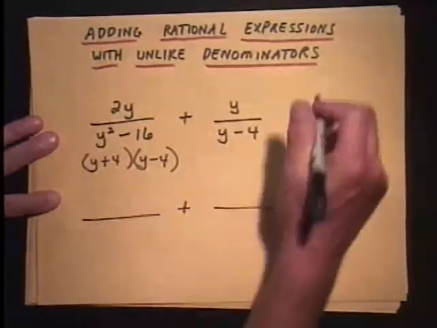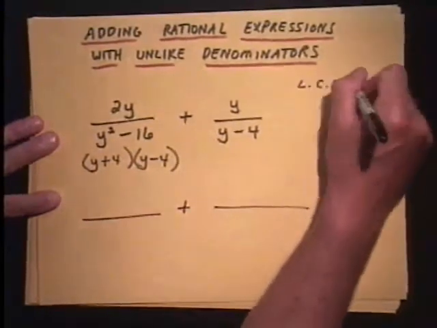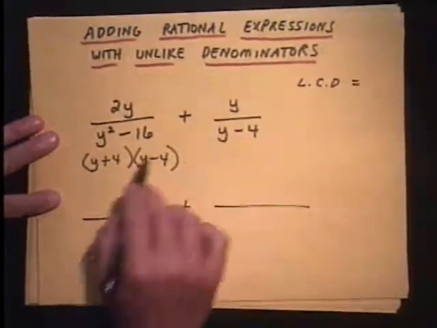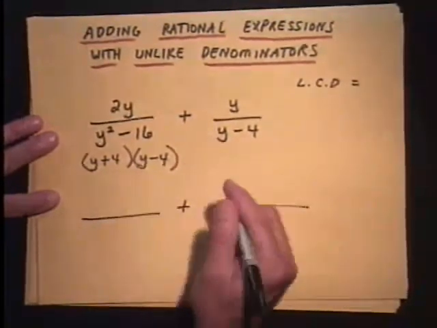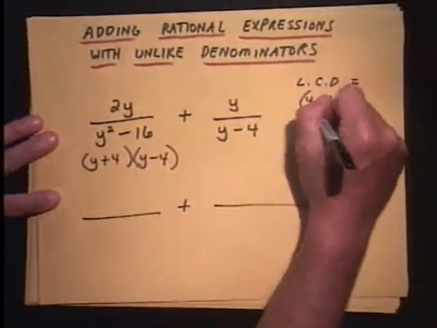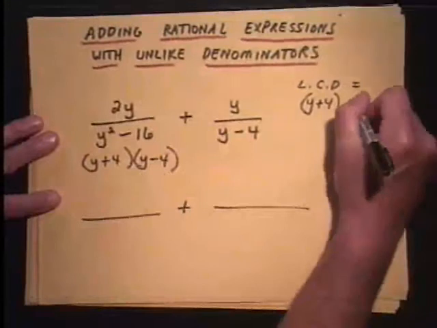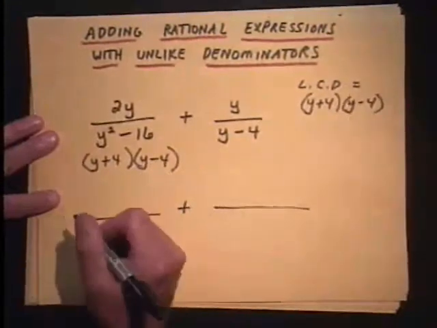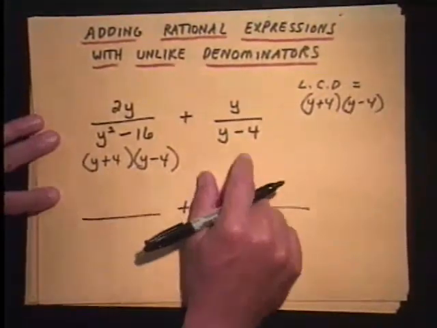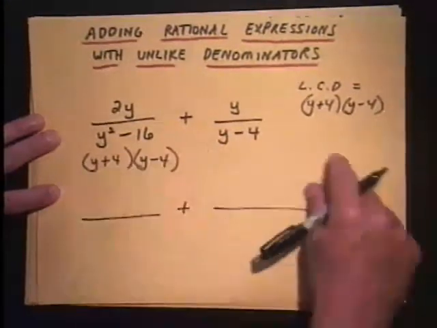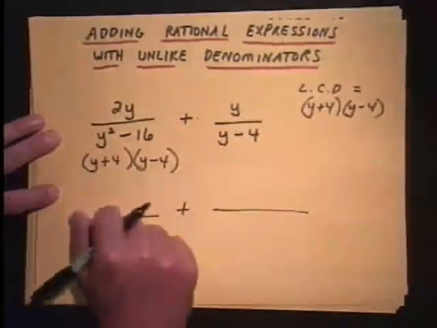Now, how do I get the LCD of these? Well, which one has the most y plus 4s? Yeah, 1. Not hard. Which one has the most y minus 4s? Yeah, 1. All right. There's your LCD. Isn't that nice with variables? I like variables better than numbers. Those numbers, you had to get primes and then take the most of each prime and multiply it together. These, you just pop them right out.